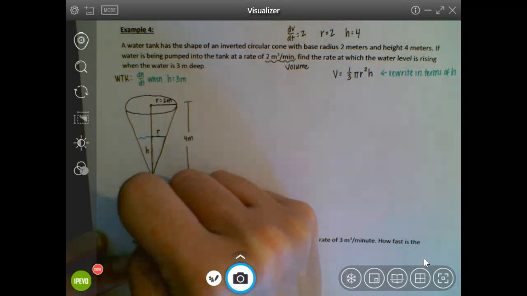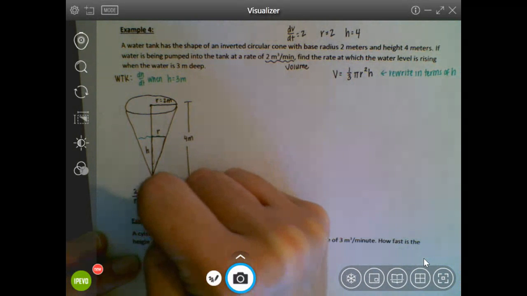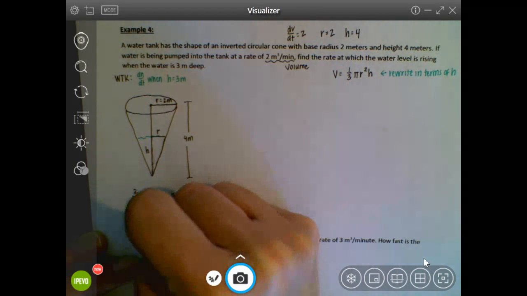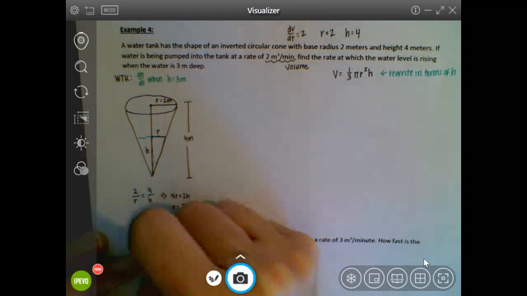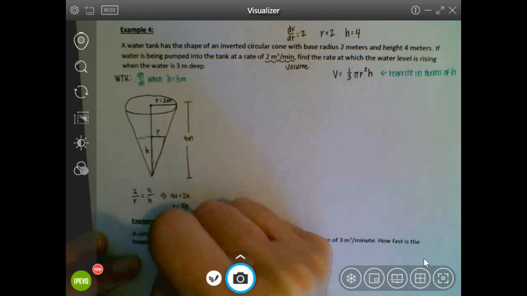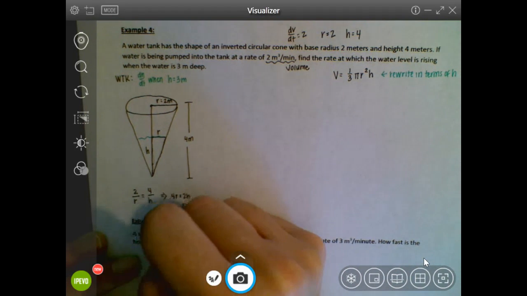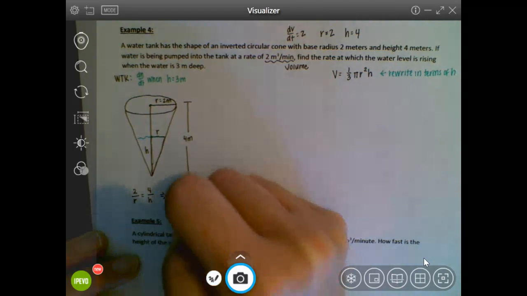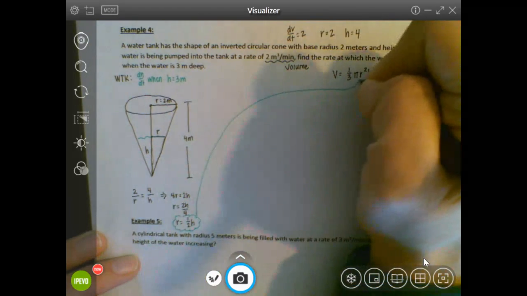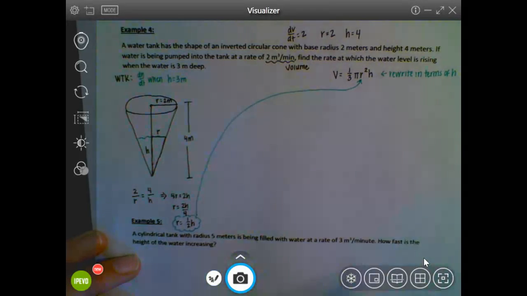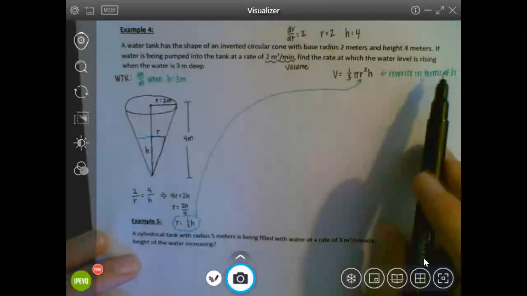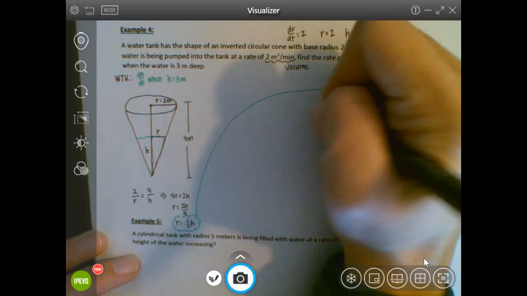If I cross multiply, 4r is equal to 2h. This tells me that r is 2h over 4, which really means that my radius is 1/2 the height. So now that I know that, I'm going to use this fact to substitute that quantity in for my r value so that I have this whole volume in terms of just h.